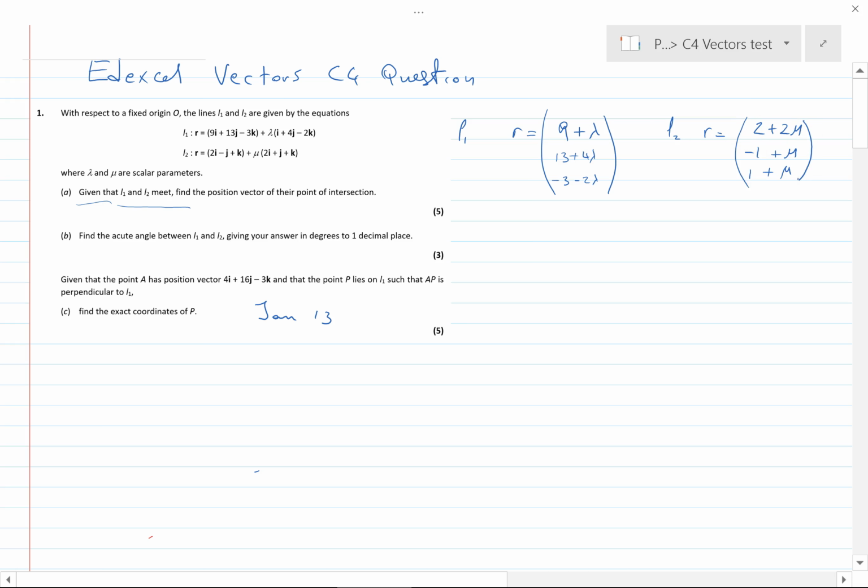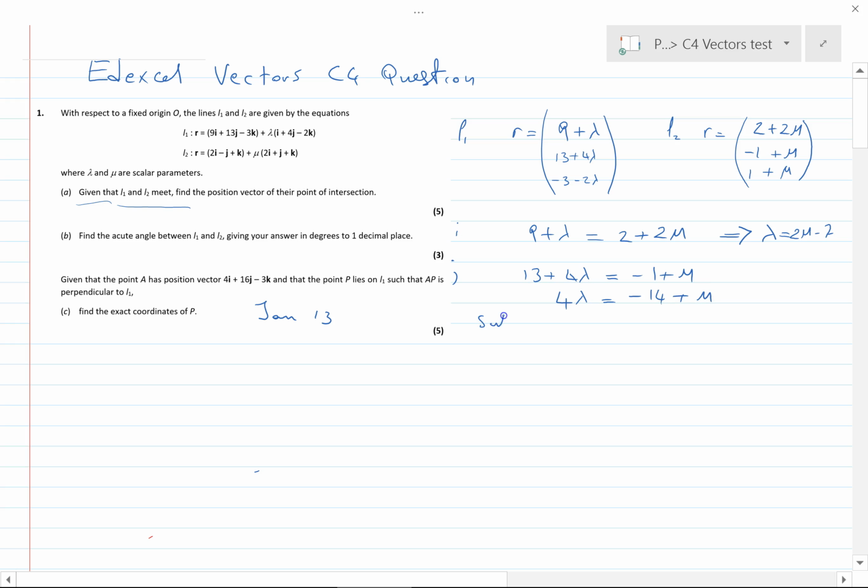So we're told they meet, but we only really need to get two equations to equate them. So if we equate the i, we get 9 plus lambda is equal to 2 plus 2 mu. So that gives me lambda equals 2 mu minus 7. And if we look at the j component, we get 13 plus 4 lambda is equal to minus 1 plus mu. If we arrange that, we get 4 lambda is equal to minus 14 plus mu.